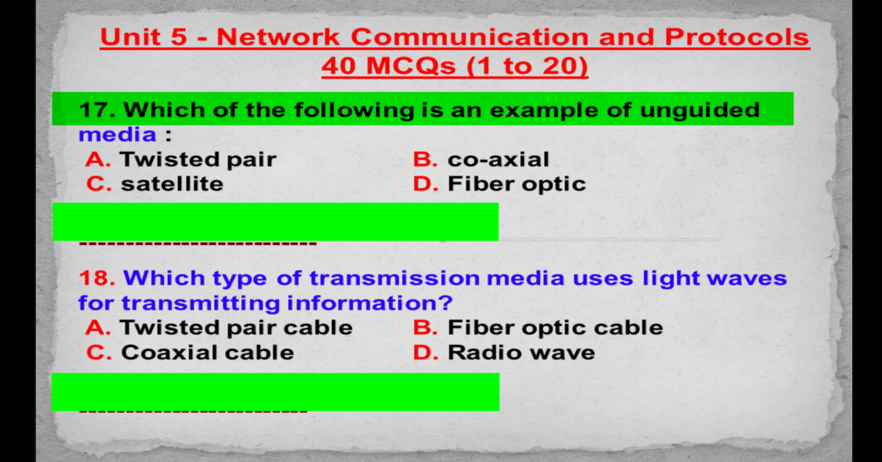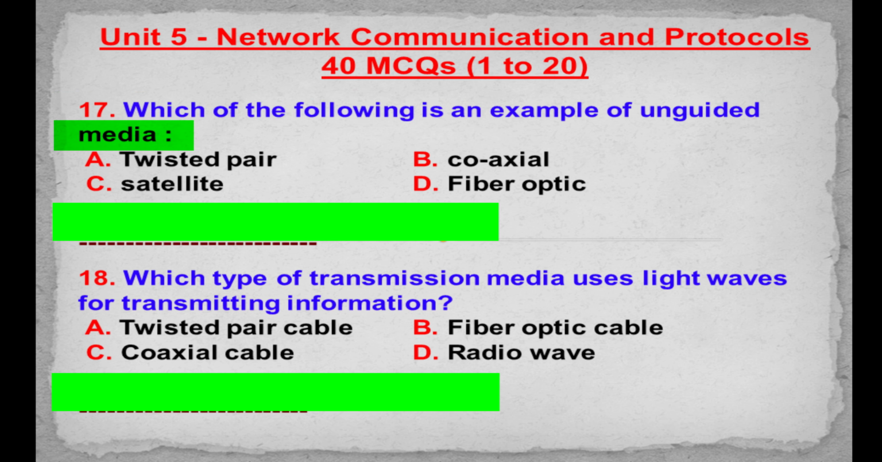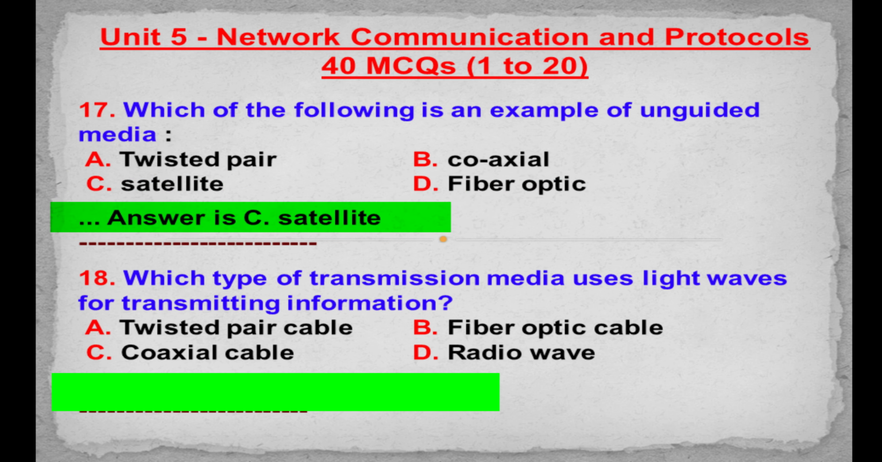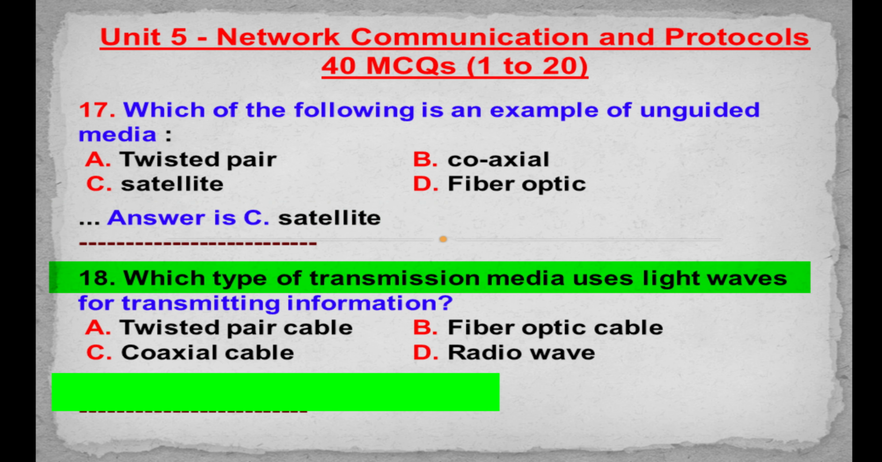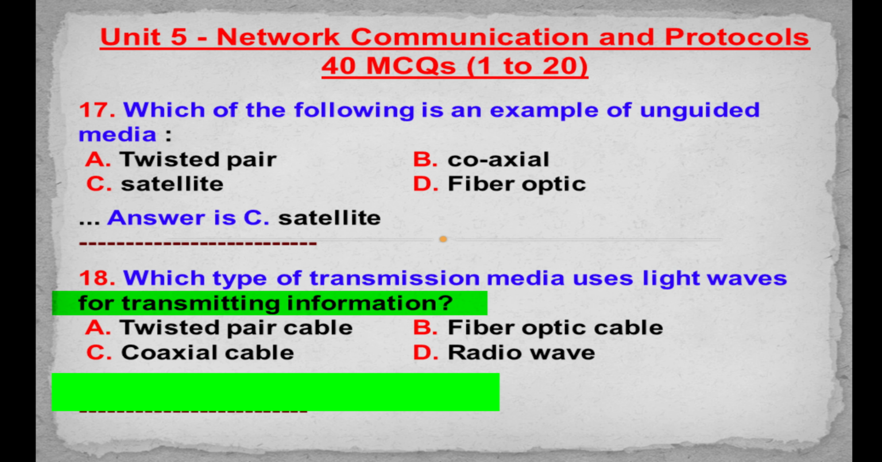MCQs number 17. Which of the following is an example of unguided media? Option A, twisted pair. Option B, coaxial. Option C, satellite. Option D, fiber optic. Correct answer is option C, satellite.